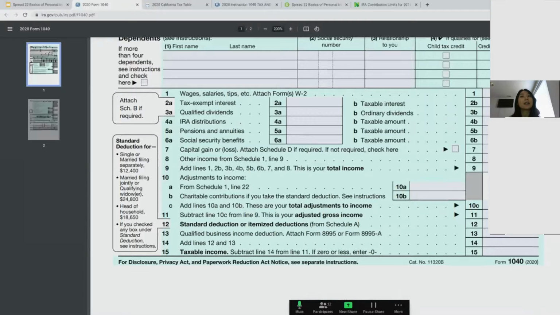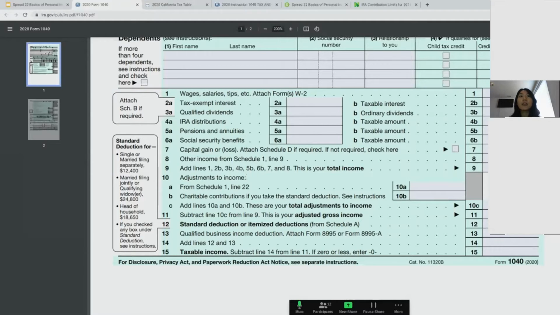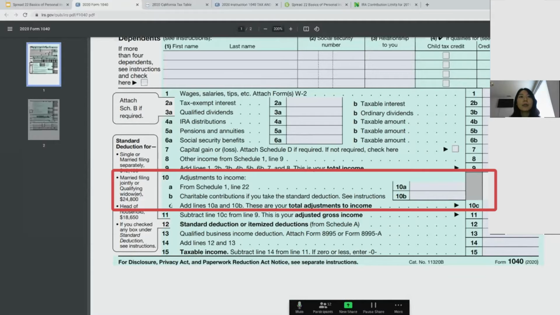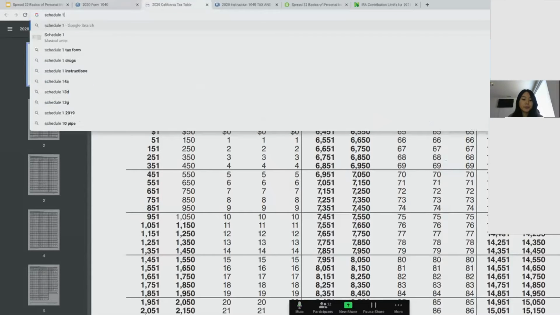And this is exactly what the tax formula is. You start out with gross income, right? Lines 1 through 9 are all income. Line 9 is your total income. You start with gross income, and then you adjust your income. So that's line 10, 10A through 10C. That's all your adjustments to income. And actually, all the adjustments to income are on Schedule 1. So let me just show you what Schedule 1 looks like.